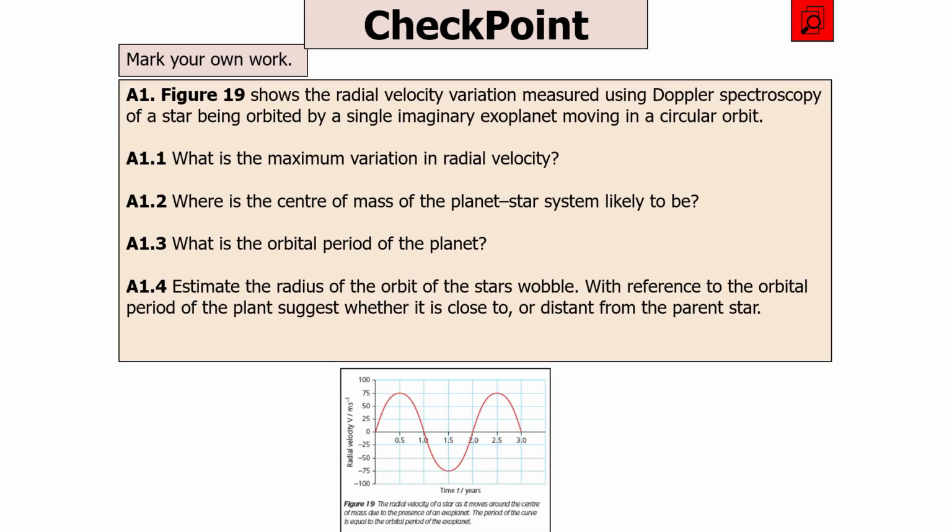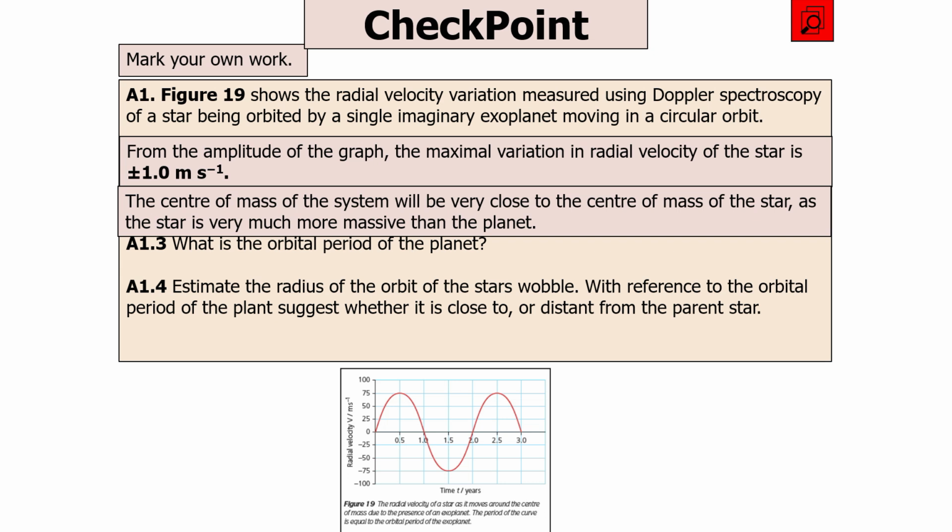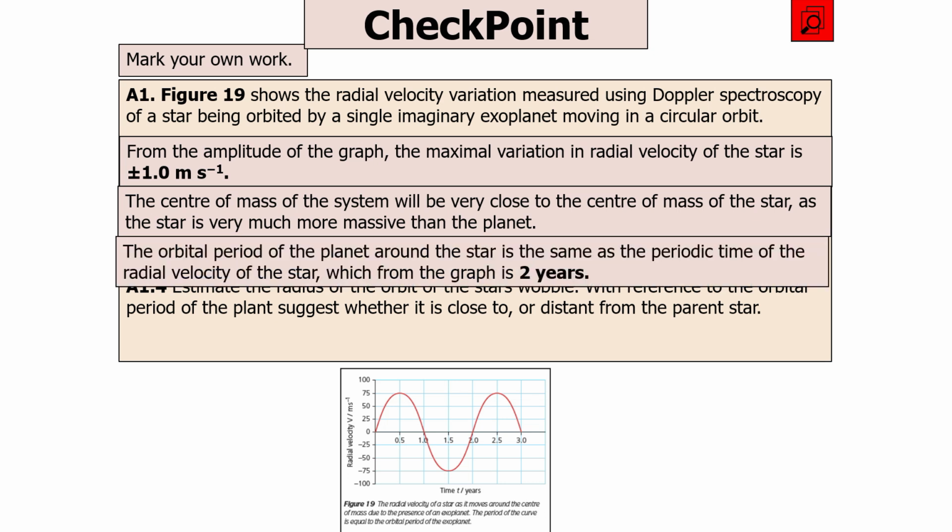Right, in this first one, look at the amplitude of the graph. The maximum variation is plus or minus 1 meter per second. The next question, where's the centre of mass likely to be? Well, it is likely to be very close to the centre of mass of the star because the star is much more massive than the planet. Now, the orbital period around the star is the same as the period of the radial velocity of the star, which you can tell from the graph is 2 years, because it's one wavelength if you consider it to be a wave.